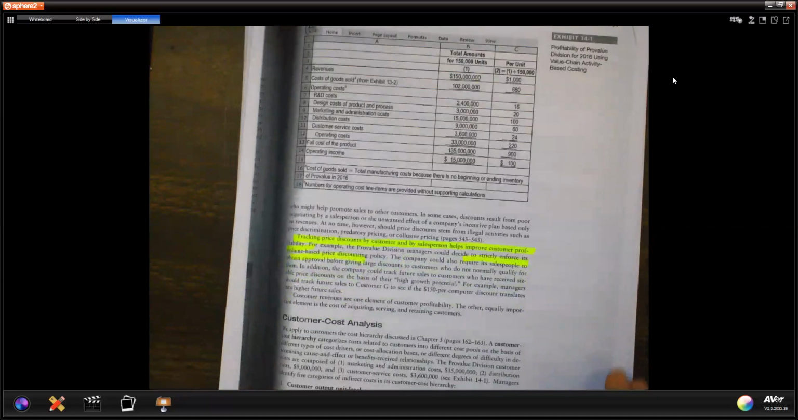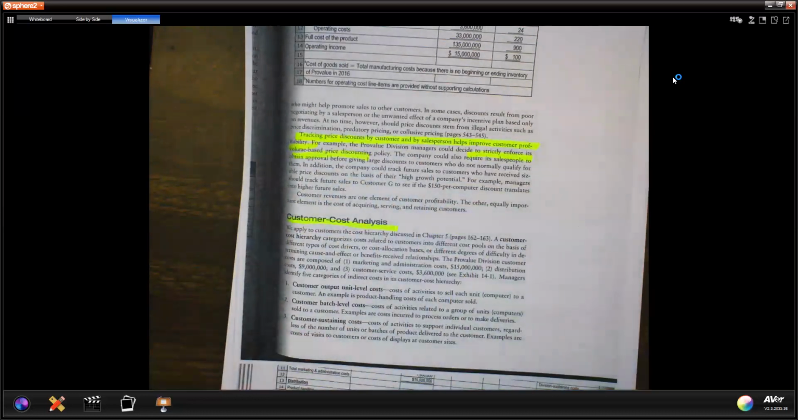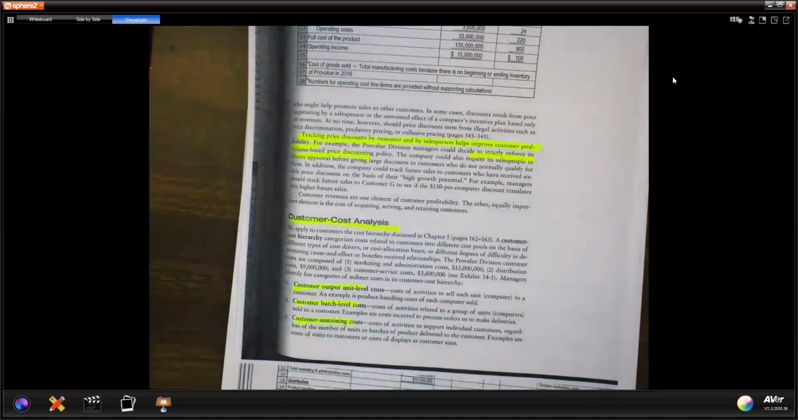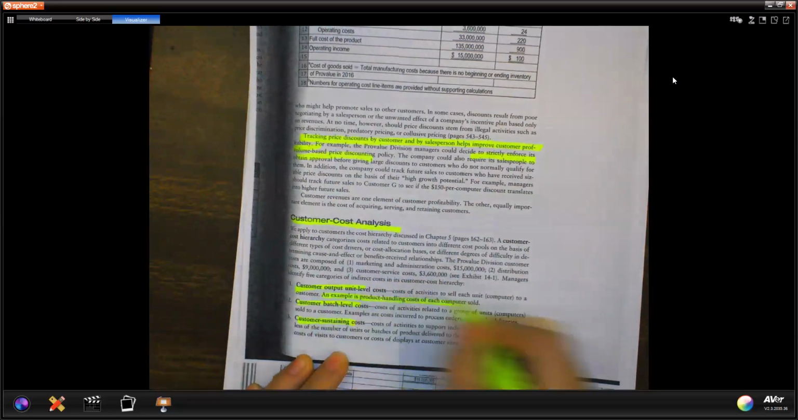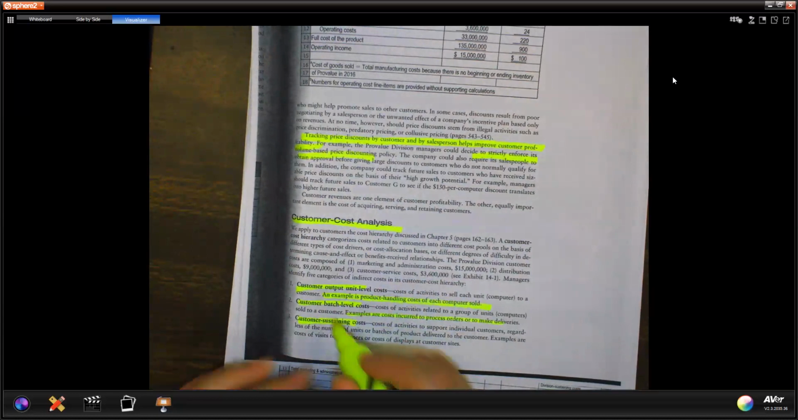The next thing is more important because it's about the cost part. You want to know that the costs can be put into 5 levels, called a hierarchy. You have these 5 levels of costs. You have the unit level, and make sure for each one you know the example, and then the batch level, and then the customer sustaining level, right? Customer sustaining level.